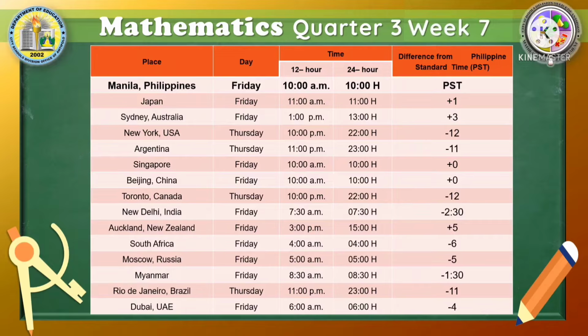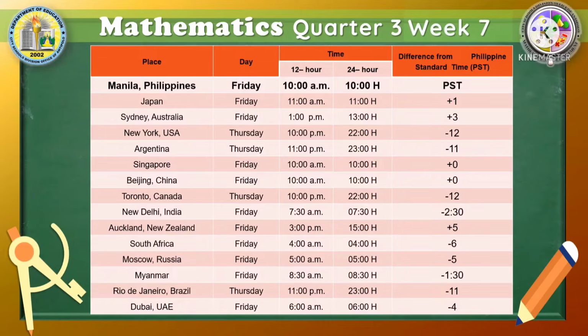As you can see in the table, the first column reflects the place. The second column is the day of the given place. The third column and the fourth column is the time in 12-hour and 24-hour clock format. The last column gives the difference of time from the Philippine Standard Time or PST to the time of other places. The time in Manila, Philippines in the first row is our reference.